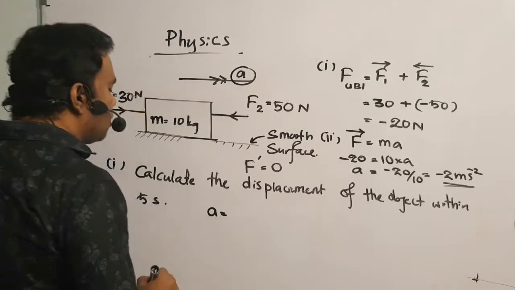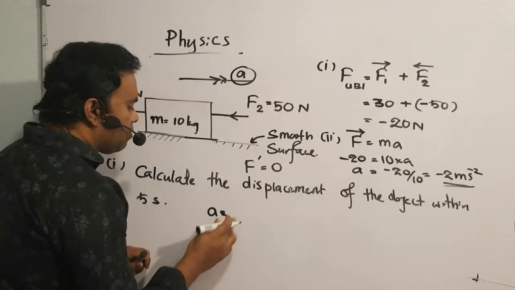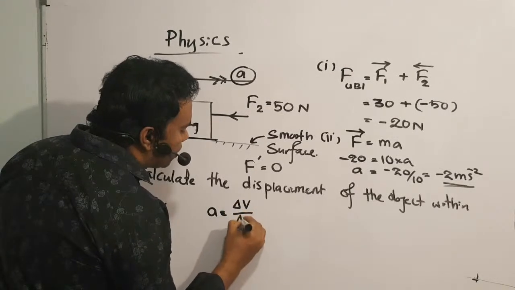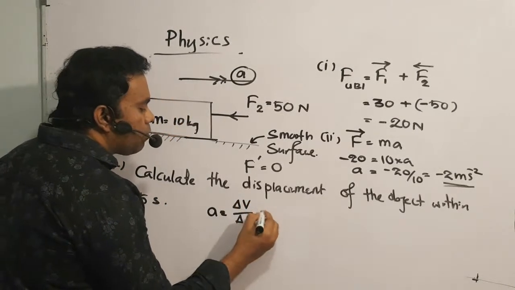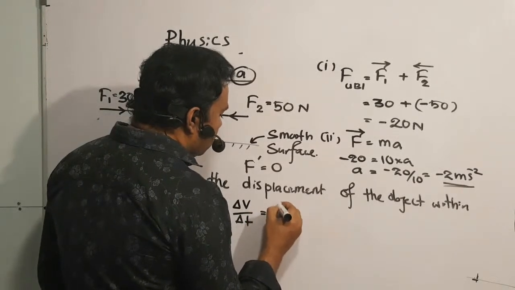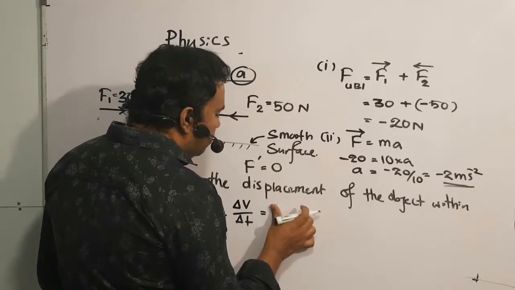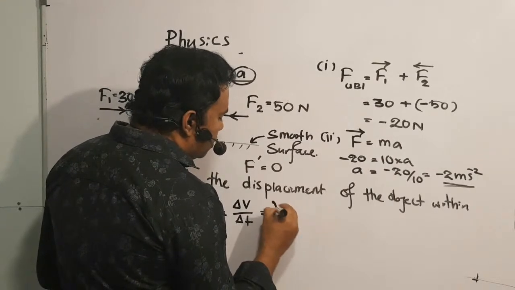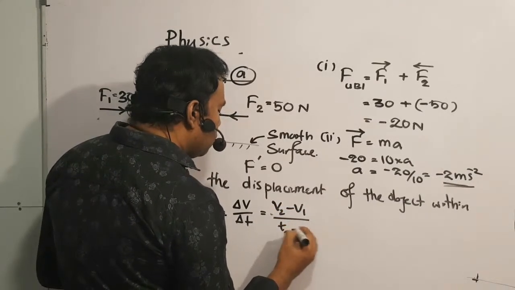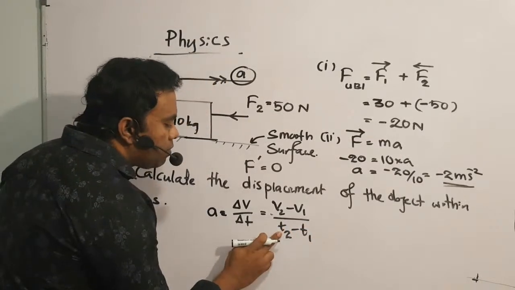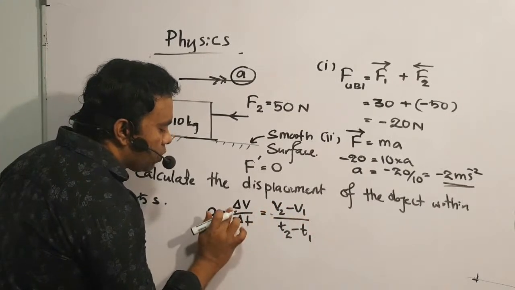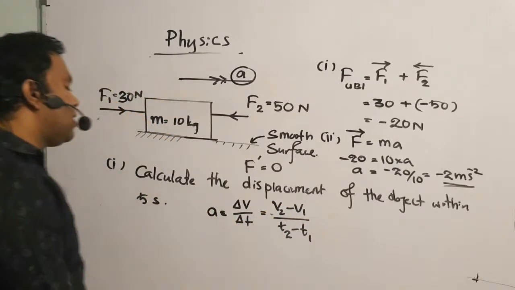Acceleration equals, by the theories, delta v upon delta t. That means change of velocity over change of time. Change of velocity means v2 minus v1, over change of time, t2 minus t1. Final time, initial time; final velocity, initial velocity. The difference is known as delta. So that's the basic equation.